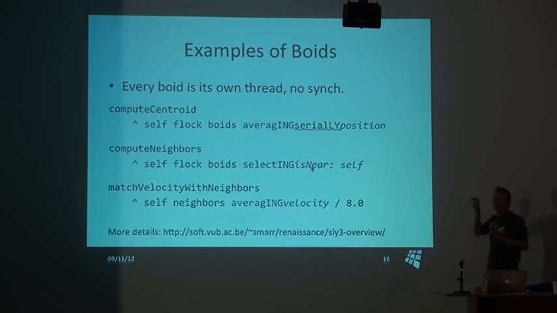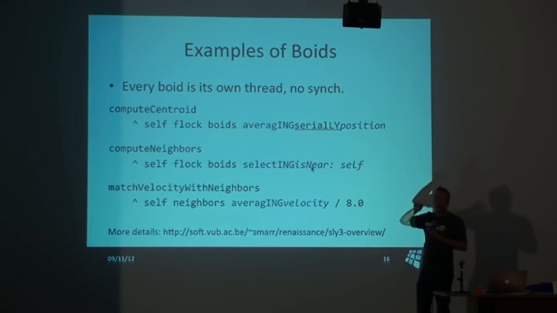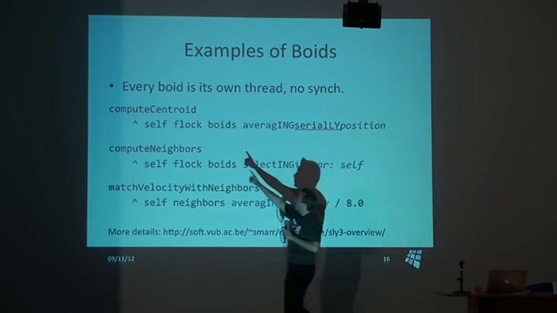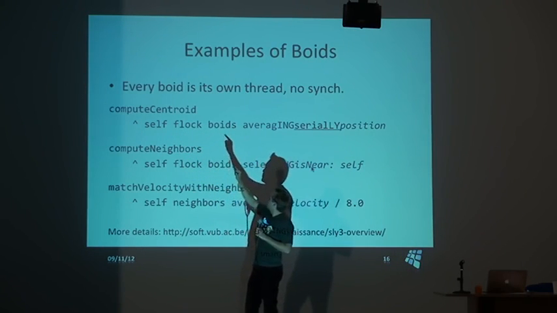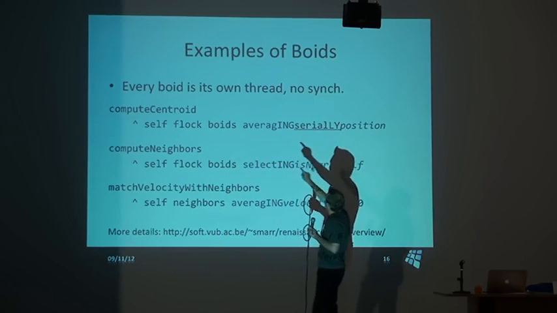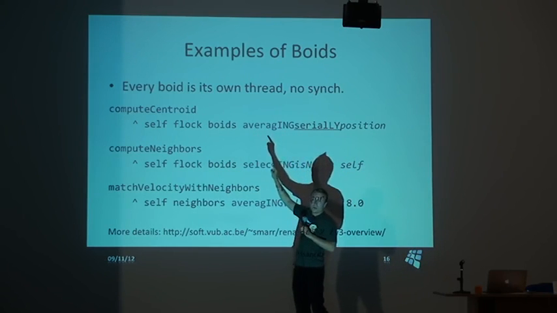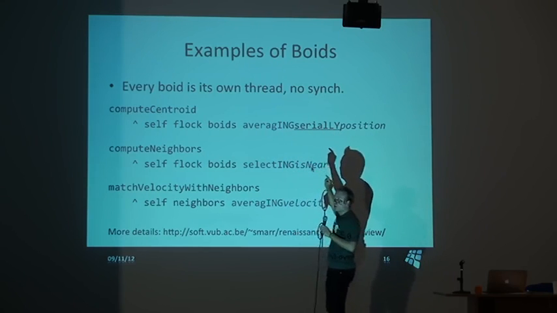To give an example, based on the flock simulation I showed, the Boyd simulation with birds moving around, one of the most important things is that, as a bird, you look around and try to find where the center of the flock is, to not get too lost and to stay close. So you know the flock you belong to, and in that flock are all the other birds. You want to know the middle of all the positions, so you say averaging on the positions.